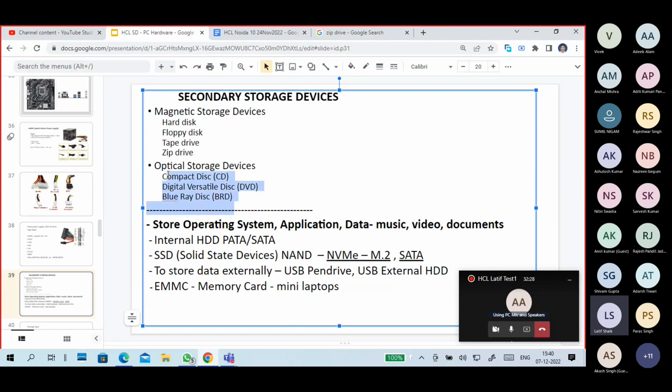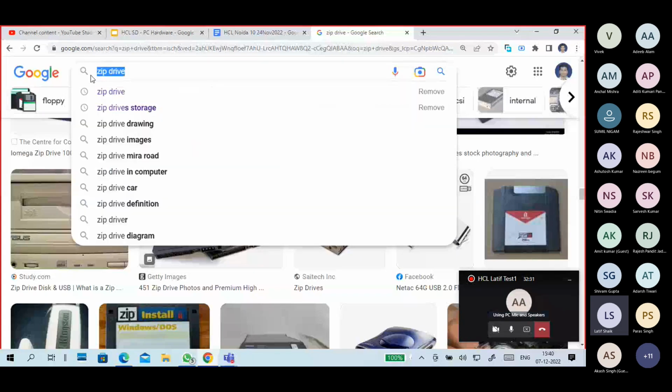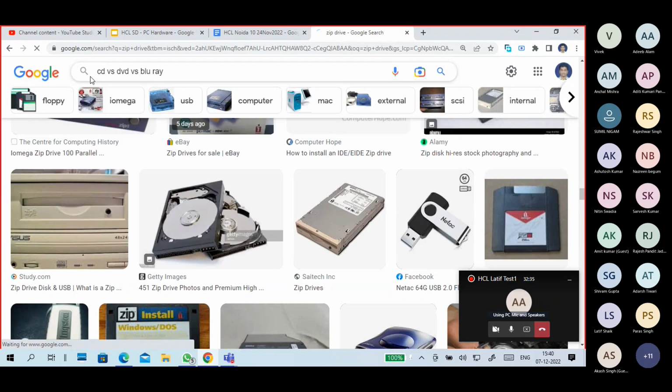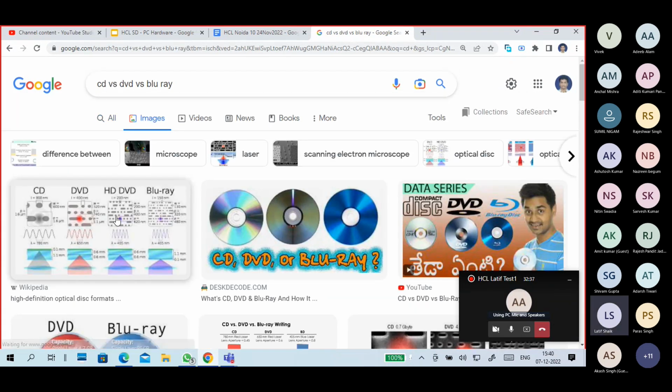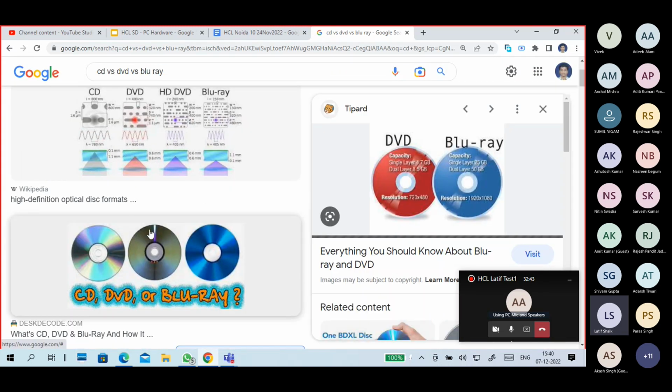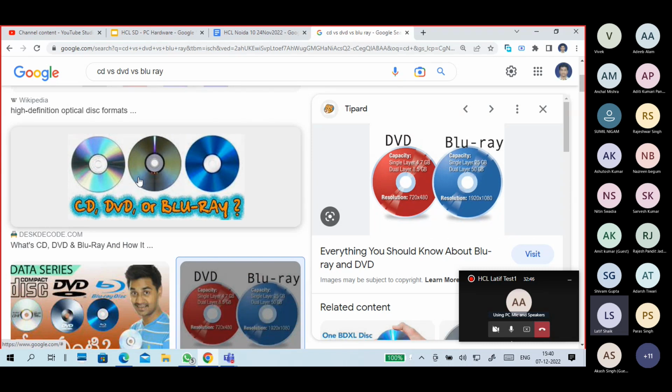Next is the compact disk, CD-ROM. CD-ROMs can store up to 700 MB of data or 80 minutes. Next, DVD came into the market. DVD is denser than CD. We can store 4.7 GB of data on a single layer DVD. Then Blu-ray, which can store 25 GB and 50 GB.